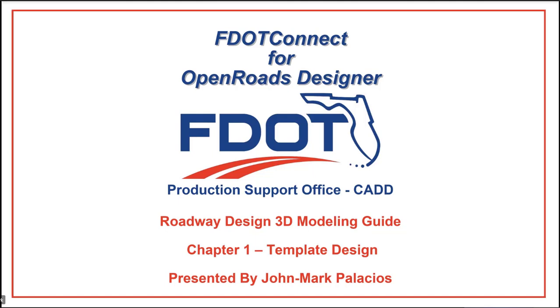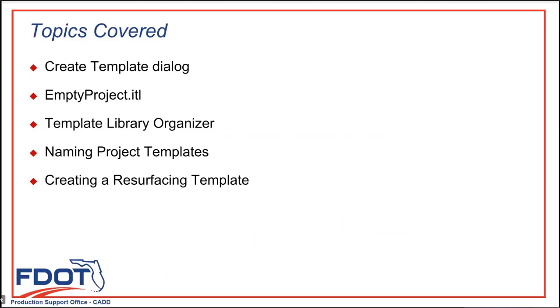There's going to be a separate course for template design eventually, but this chapter is designed to give us an overview of the basics, so that you have a basic understanding and can use the templates to build corridors. What we're going to cover in this chapter is the create template dialog, setting up a template library using the empty project ITL, which is delivered in the F.Connect workspace, and using the template library organizer to copy things over between different template library files.